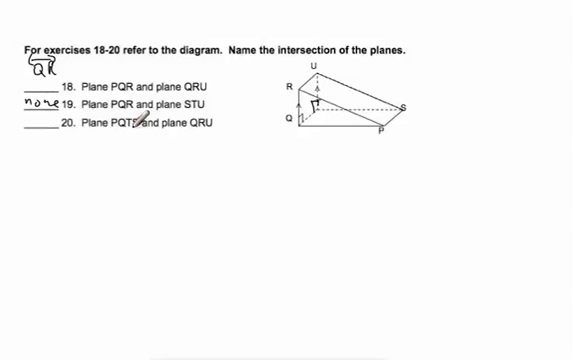Now let's look at, they use 4 letters. We're only going to use 3. Plane PQT, which goes over to this corner. Our T is hiding right there. Plane PQT and plane QRU. So we're talking about plane PQT represented by the bottom here and plane QRU as the back. So the intersection would be line, not line segment, QT. Line QT.